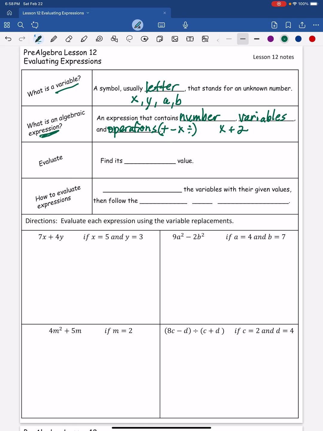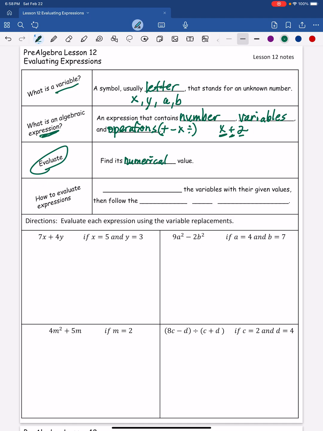Notice there's no equal sign, so it's not called an equation. It's called an expression. So we have our number, which is the 2. We have our variable, which is the x. And we have our operation, which for this one is addition. When it asks us to evaluate an expression, it wants us to find the numerical value. Basically, it wants us to work it out to get a number answer.